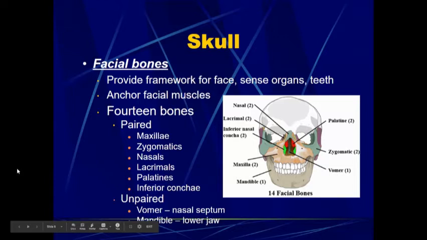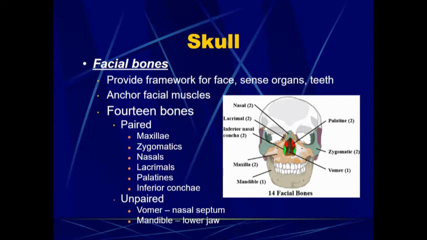The other part of the skull is made up of facial bones. The facial bones provide a framework for the face, sense organs, and teeth. Teeth are not bone. Teeth have their own unique structure, so those are not considered to be bones. The facial bones mainly anchor facial muscles, and there are 14 different bones. Many of them are paired, as you can see on the list. There's only 2 that are unpaired: the vomer, which forms the nasal septum, and the mandible, which forms the lower jaw.